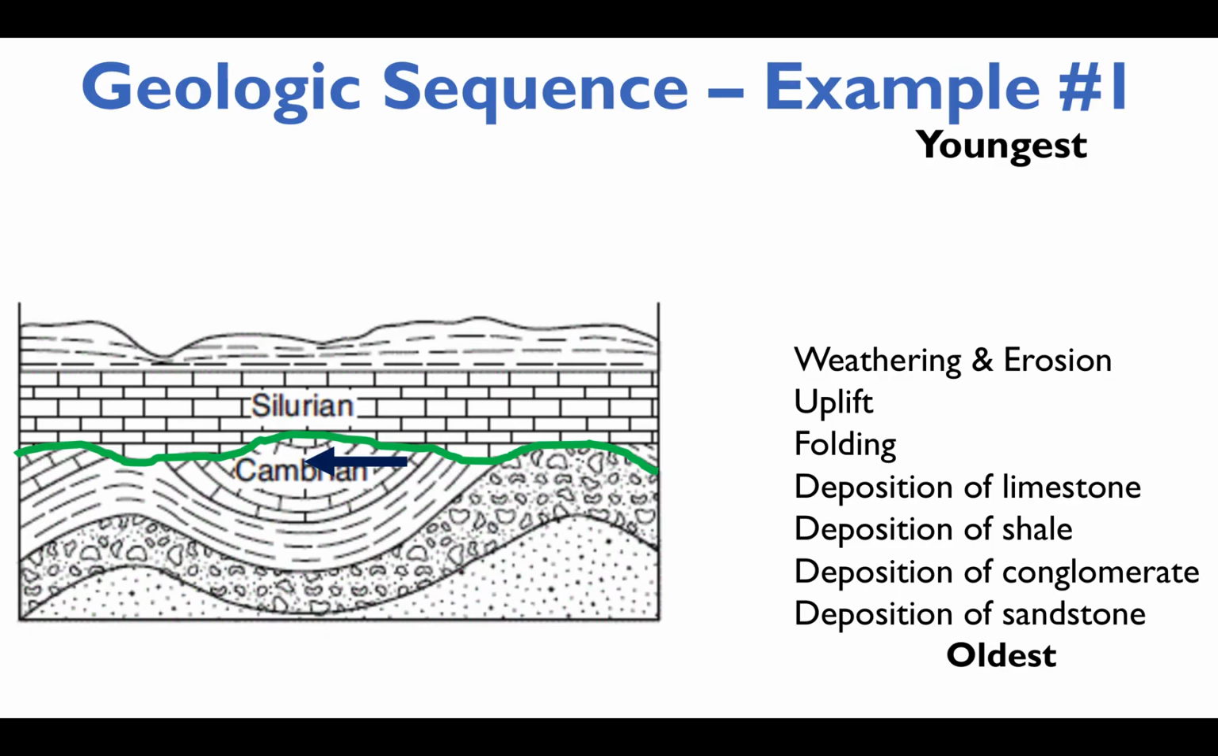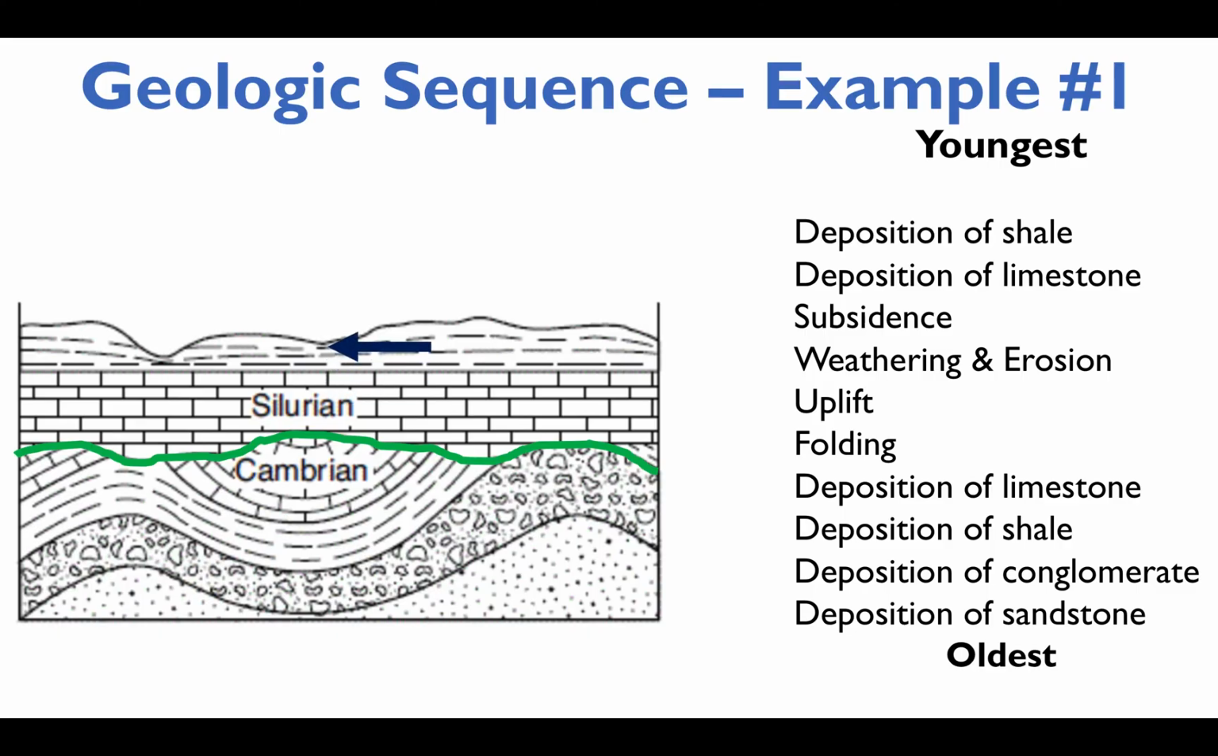Now, in order to form rock layers on top of this, in order to get the deposition, you need something called subsidence. Think of the first 3 letters of that word, sub. Submarine means a boat that goes under water. So subsidence is when those rock layers also go underwater below sea level, and that allows for more deposition to continue. So after the subsidence, then we had the deposition of that limestone layer, followed by the deposition of that shale layer at the top.